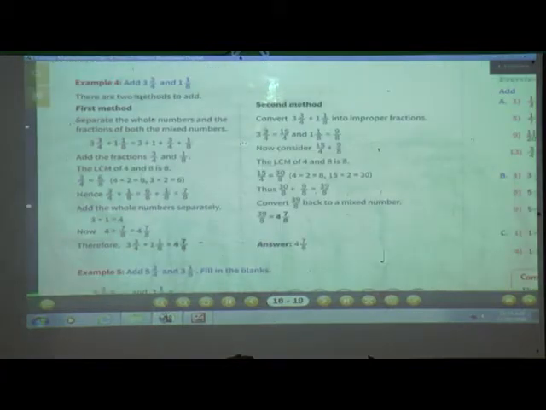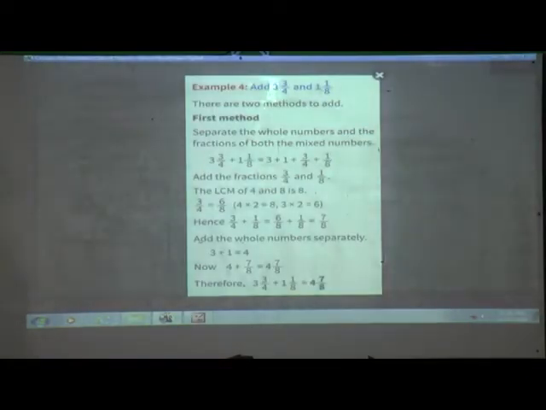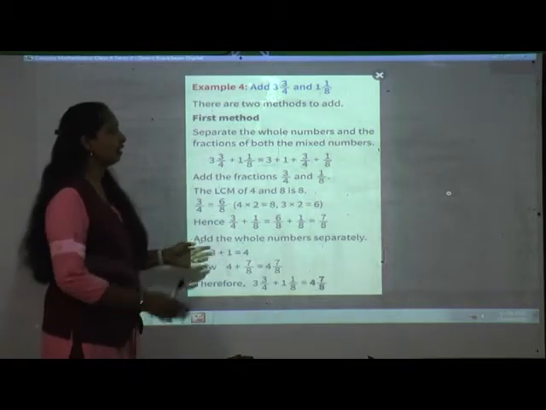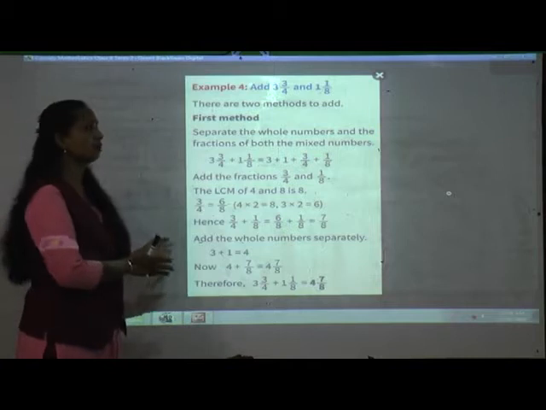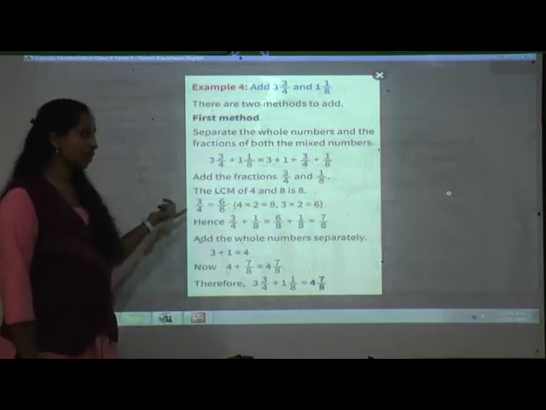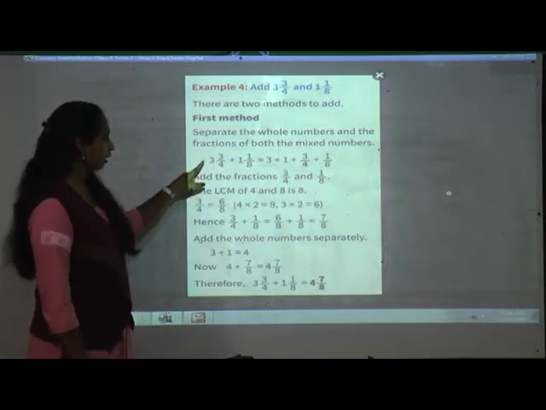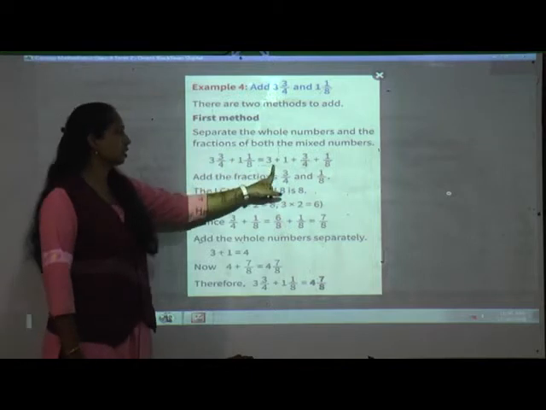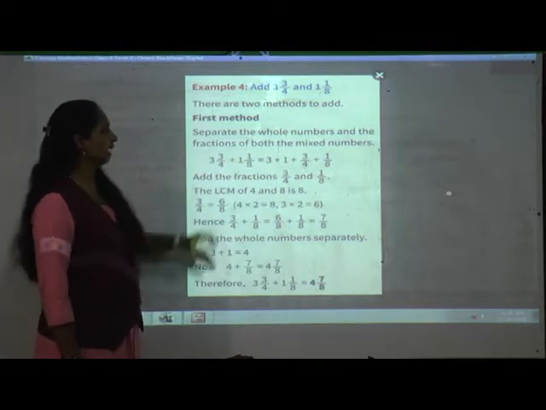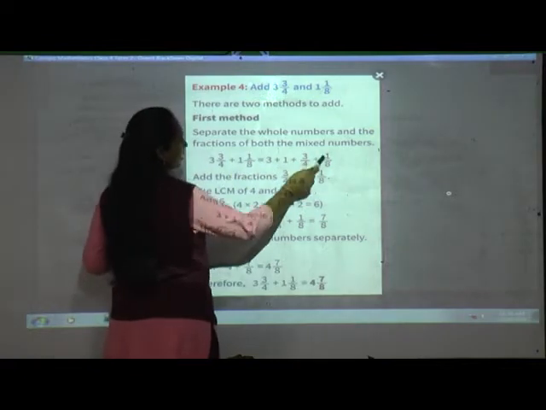Now they have given mixed fractions to add: 3 3 by 4 and 1 1 by 8. We will see example number 4 with the first method. They have given two methods to solve this example. Now we will see them one by one. First method: separate the whole numbers and fractions of both mixed numbers. When they give mixed fractions, we have to separate the whole numbers. What are the whole numbers? 3 plus 1, and plus 3 upon 4 plus 1 upon 8.